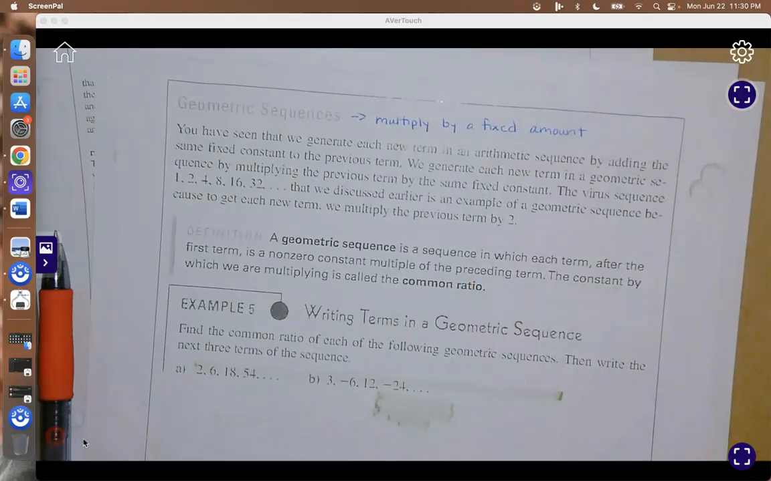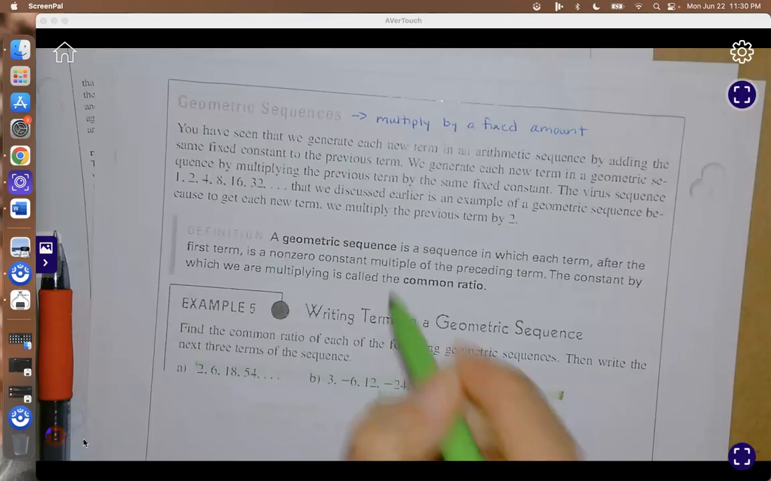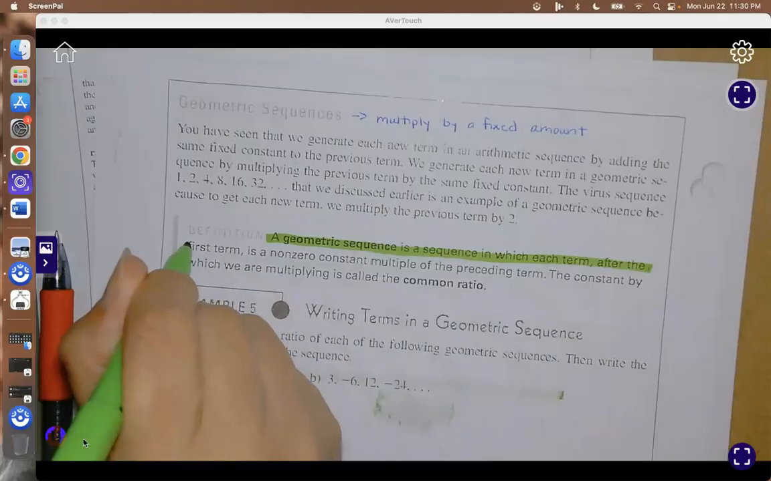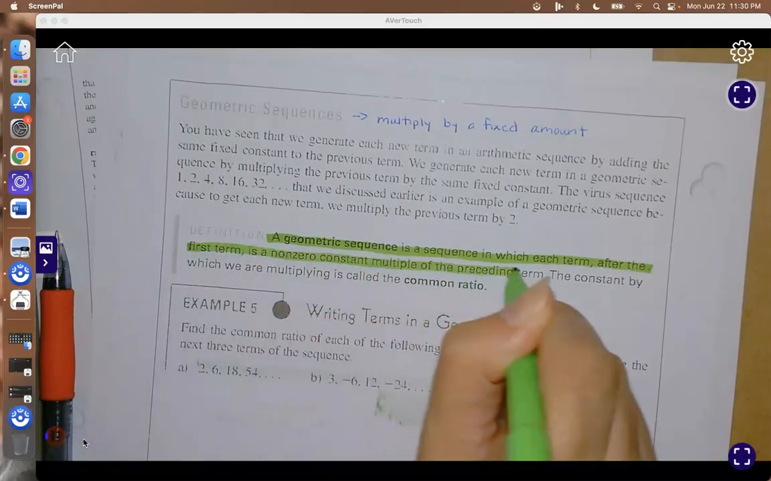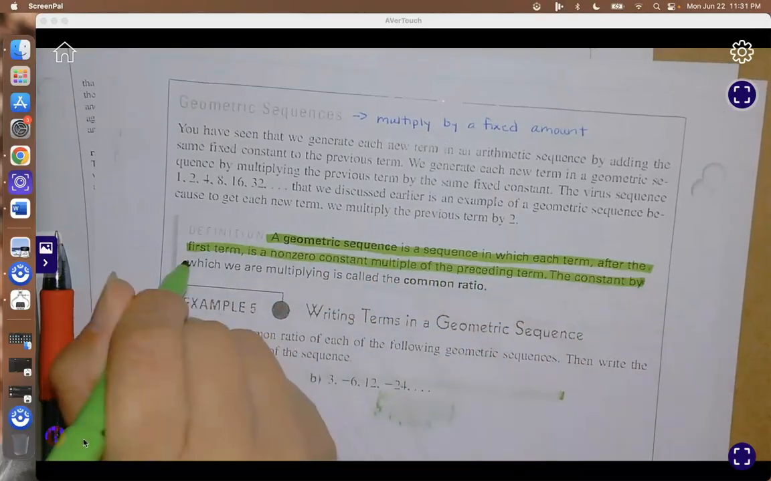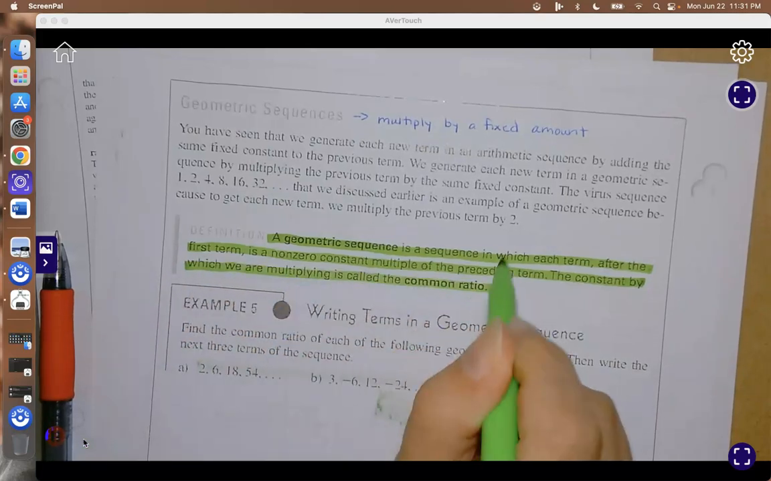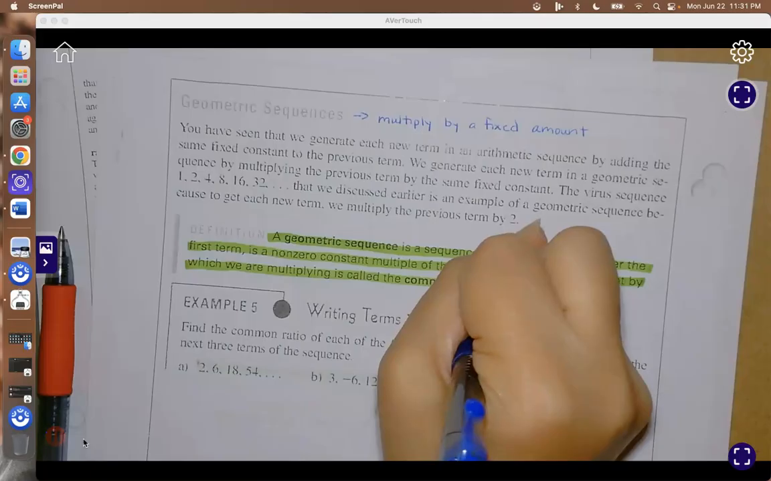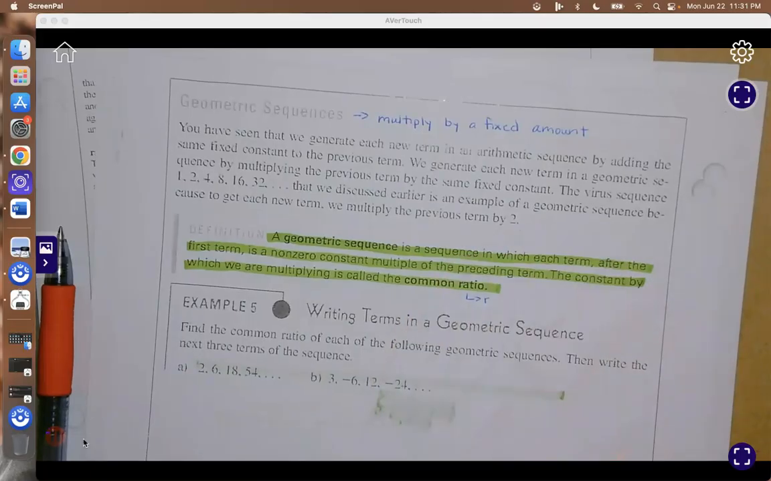Okay, so a geometric sequence is a sequence in which each term after the first term is a non-zero constant multiple of the preceding term. The constant by which we're multiplying is called the common ratio. So instead of the common difference, it's the common ratio. For the common ratio, we're going to let that be an r. Okay, so find the common ratio.